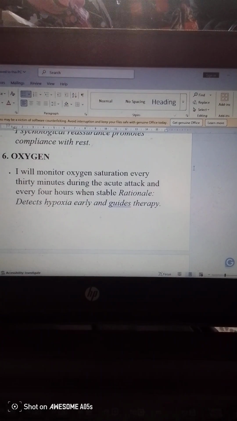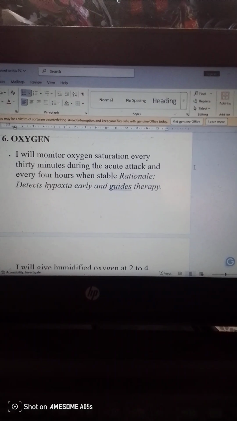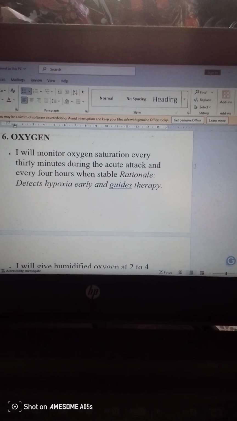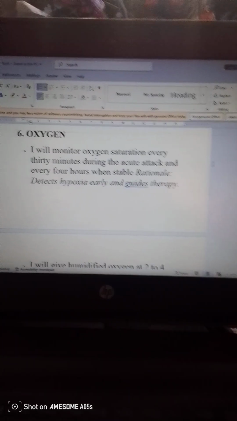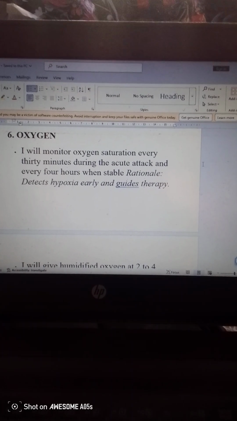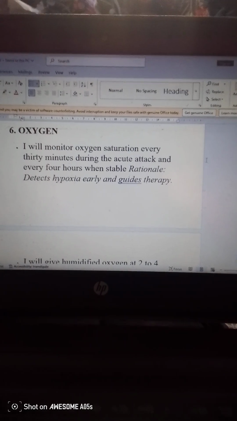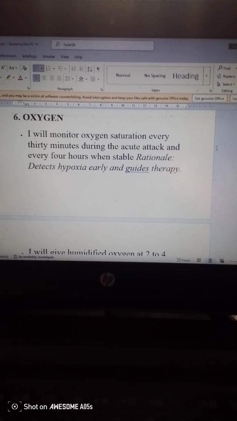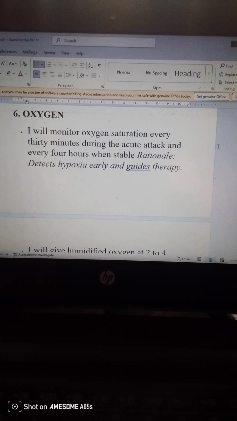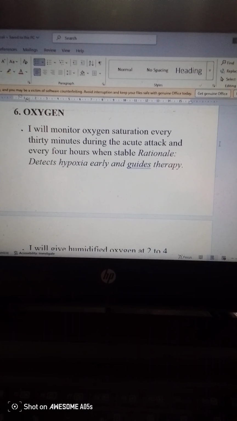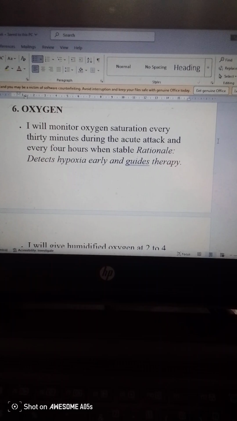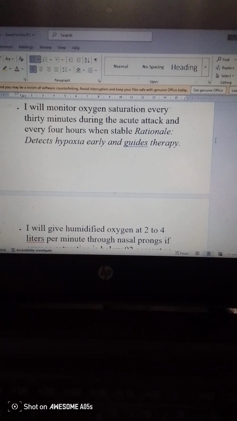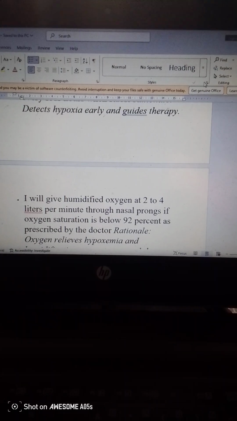The next part under our epiphonema is oxygen, under management of asthma. So remember, you're managing a patient in accordance with the presenting condition, the presenting symptoms. So oxygen is essential because this patient has a respiratory condition. So under oxygen, I will monitor oxygen saturation every 30 minutes during the acute attack and every 4 hours when stable. So our main rationale is that this detects hypoxia early and guides therapy.